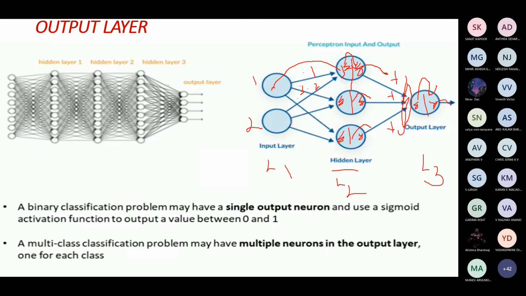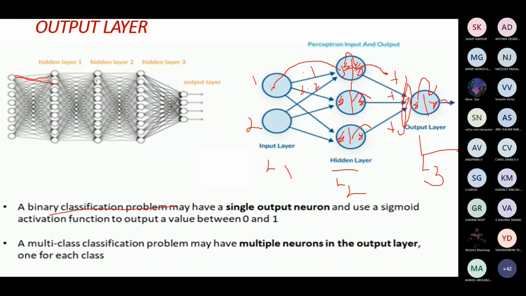This type of classification, where only one output is there, is called a binary classification problem. We have a single output neuron and use a sigmoid activation function. But you see this one, a fully connected network where every layer is connected to every other layer, connected to this, connected to this, such a complex graph.